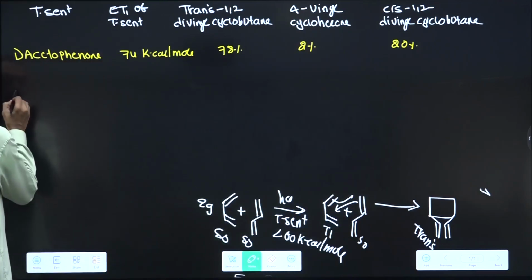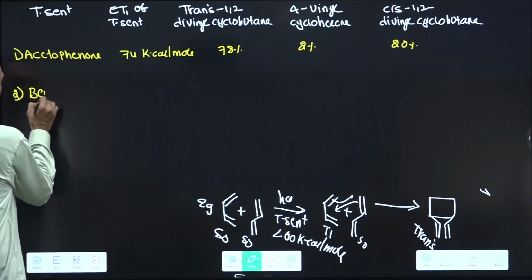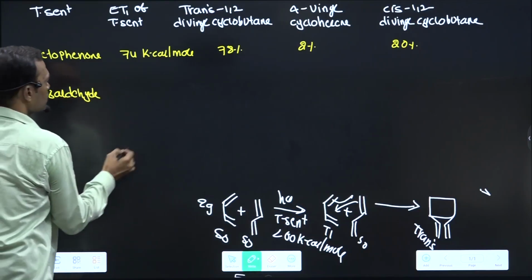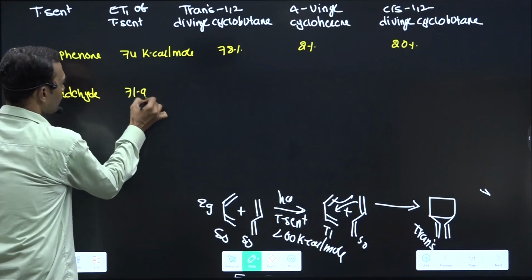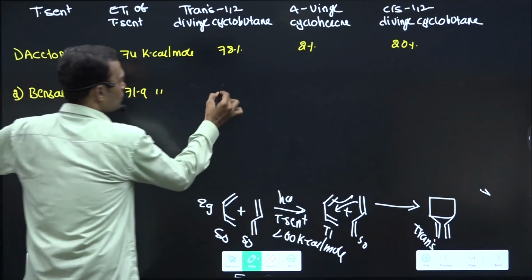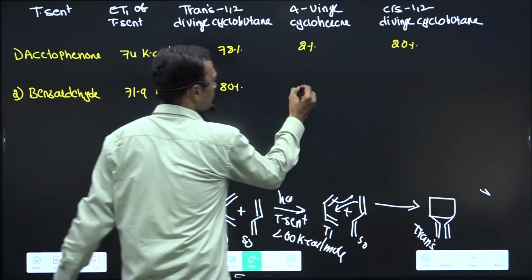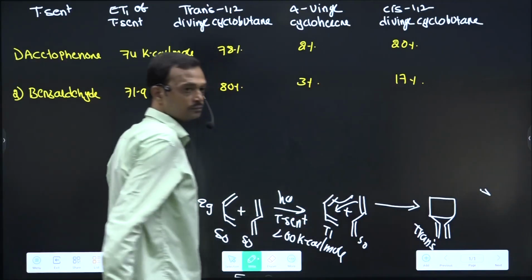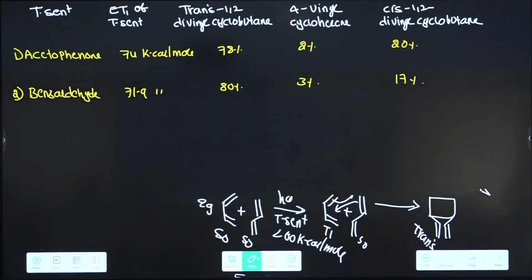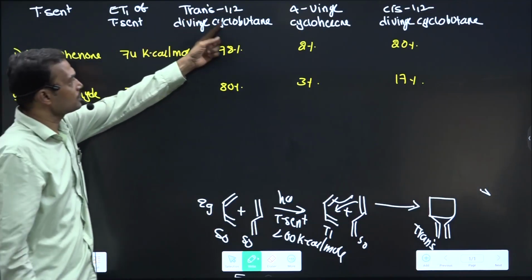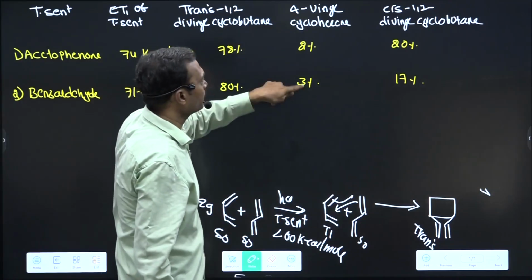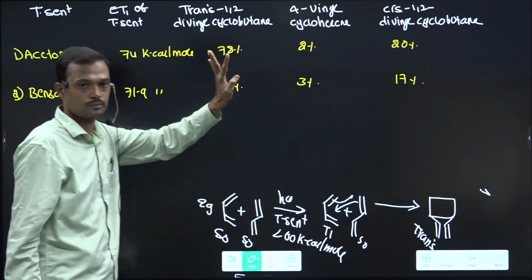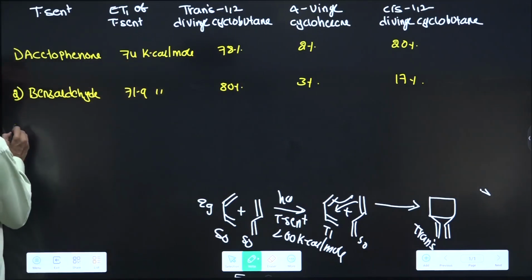Then here I am using benzaldehyde, which is 71.9 kilocalorie per mole. Now this percentage is 80 and here it is 3%. Then what about this? Here 17%. Which is measured always? Trans. Who is competing now? 4-vinyl. So when this percentage increases, automatically there will be an effect on cis and trans.